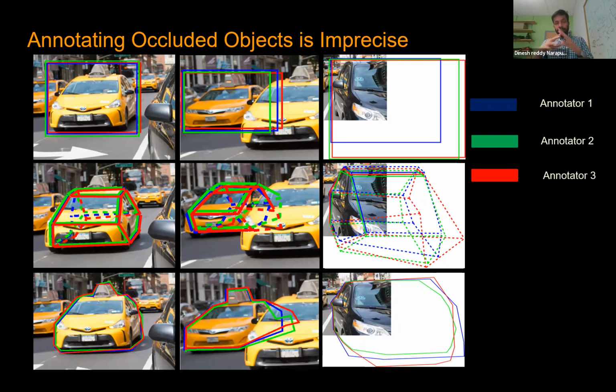And similarly, even for semantic segmentation. So for any task you take, as long as there are visible regions, it's well and good. But as you try to do occluded region segmentation or detection or pose estimation, the annotations are very bad.